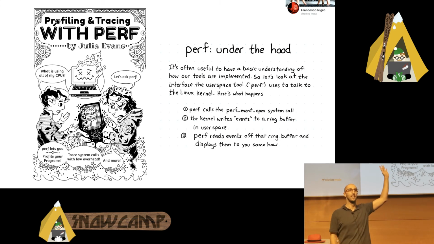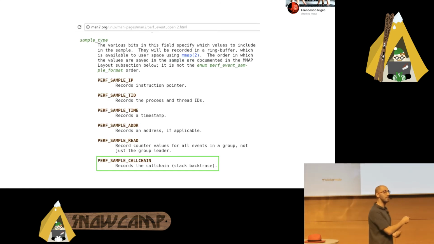How many people have ever heard about ring buffers? That's a queue of events, we can think about it. And then the kernel tries to fire events through this queue. Then it's up to the profiler to read those events and collect them in a form that can build your awesome flame graph. What kind of events? The events are, for example, perf sample call chains, which records the call chain, the stack trace. So very simple. You ask the kernel to give it back to you.